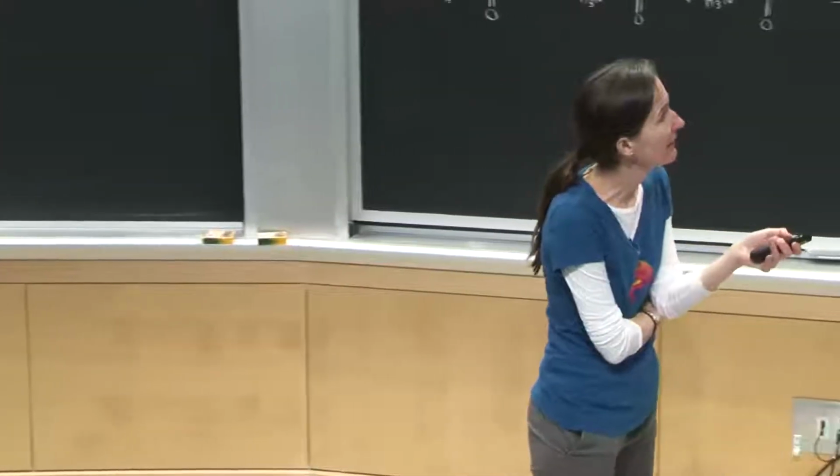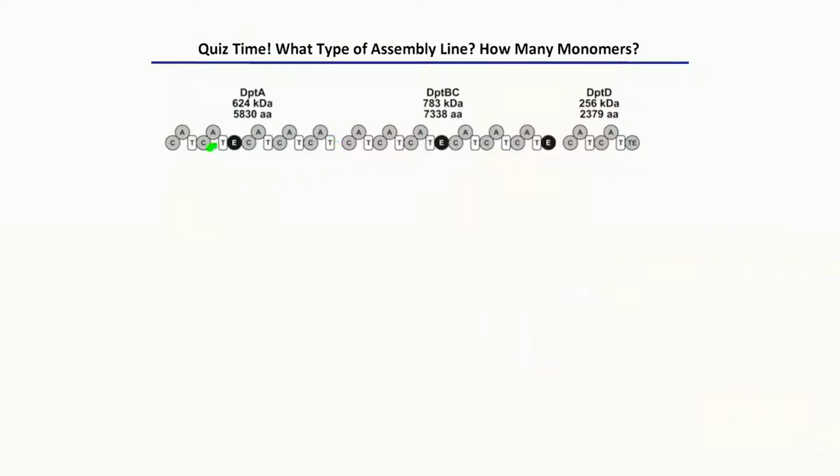So we see that this assembly line is divided over 3 proteins effectively here. And similar to what we saw with DEBS, when we have a break in the cartoon, that indicates a new polypeptide chain. What's missing?